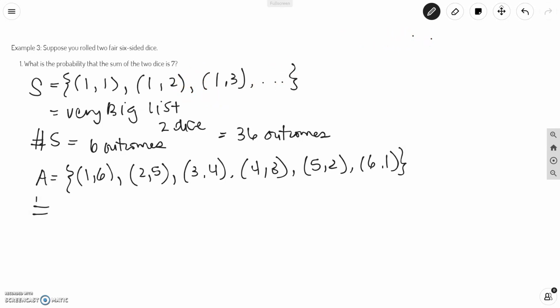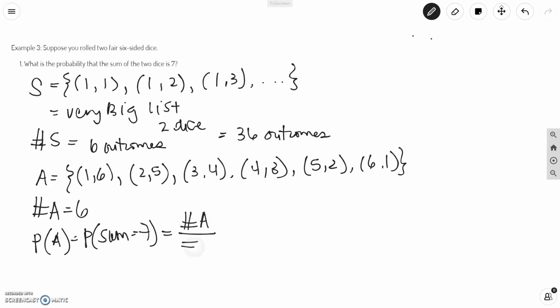So here we can see that the number of outcomes in A would be 6. So plugged into our formula, P of A, which is sum equal to 7, that's going to be equal to the number of outcomes in A over the number of outcomes in S, which is 6 over 36, which simplifies down to 1/6. So the probability that the sum of the 2 dice is 7 is 1/6.